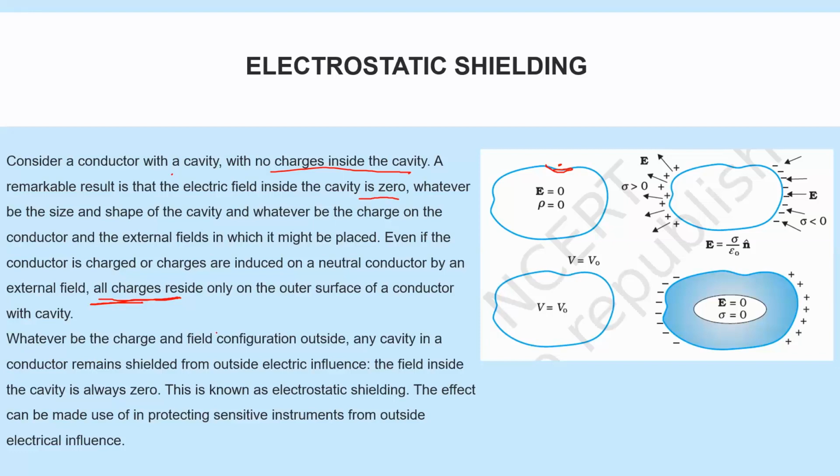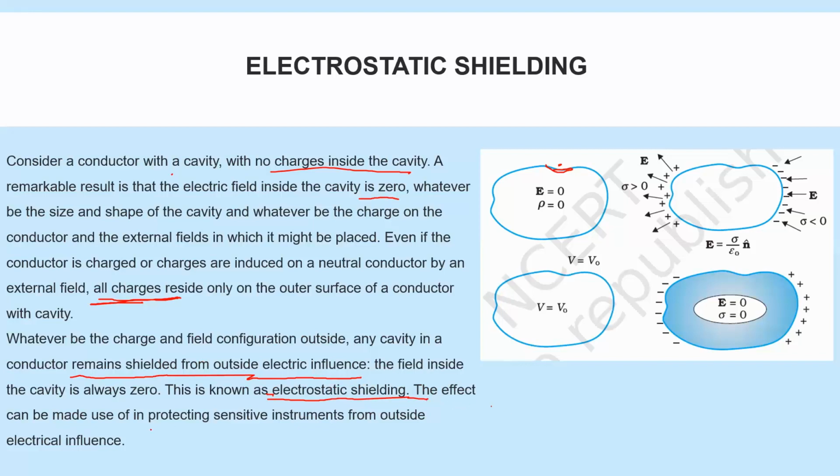So whatever be the charge and field configuration outside, any cavity in the conductor remains shielded from the outside electric influence. The cavity present in a conductor is not going to be affected by the charges that are there on the conductor or by any external electric field. The field inside the cavity is always zero. This is known as electrostatic shielding. So the cavity is going to remain shielded from outside electric influence.